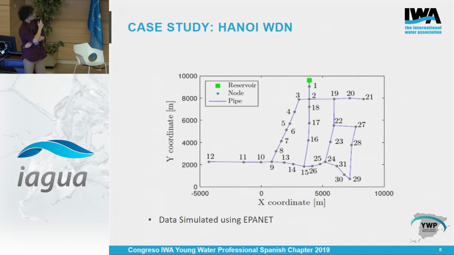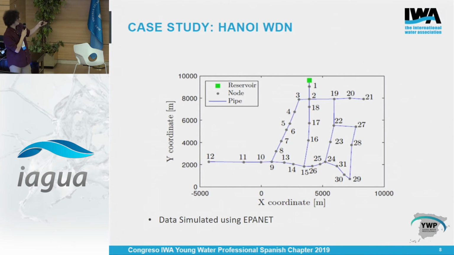So presenting this methodology using the case study of Hanoi, we simulated for each one of these nodes a leak that lasts 96 hours, and we chose different sensors. We placed different sensors, and we used the kriging, and afterwards we used the LDA.